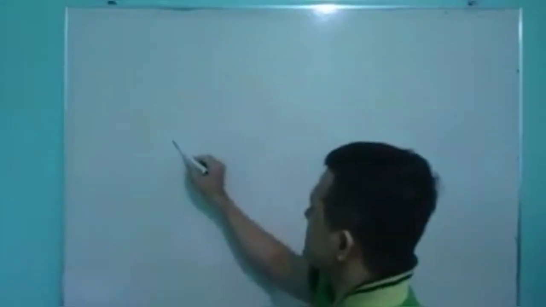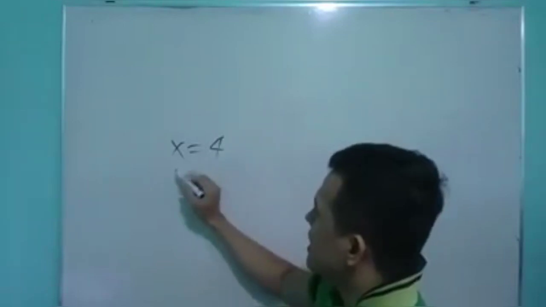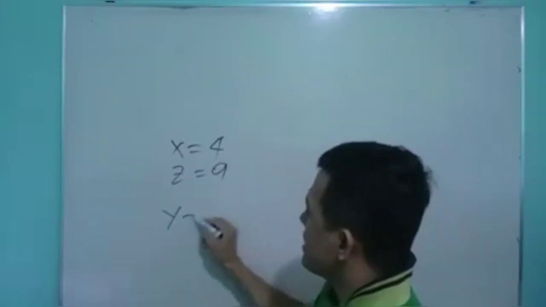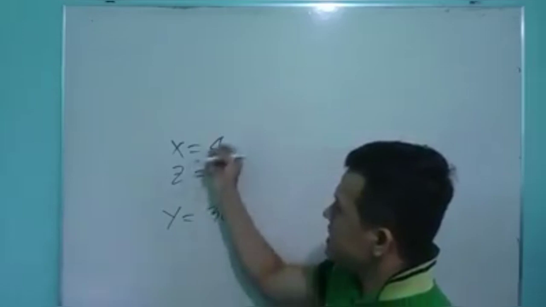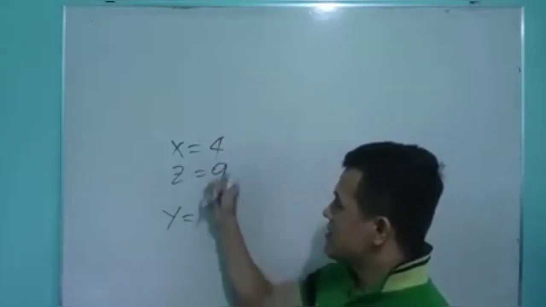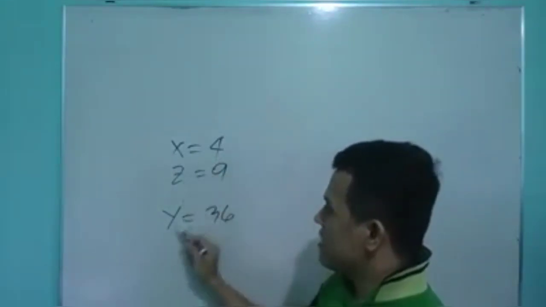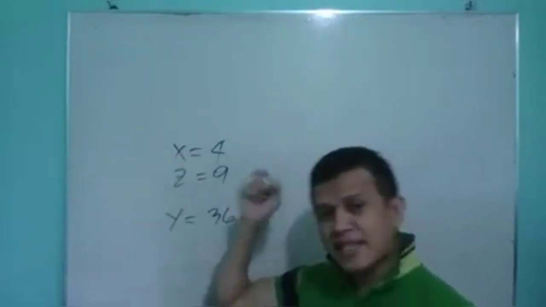Let's represent it. A multiple is a number that can be divided by another number. So y is a multiple of x and z, which means y is a number that can be divided by both x and z. Shall we say x is 4 and z is 9. So y is 36, right? 36 divided by 4 is 9, and 36 divided by 9 is also 4. So x and z can divide y, which means y is a multiple of both x and z.